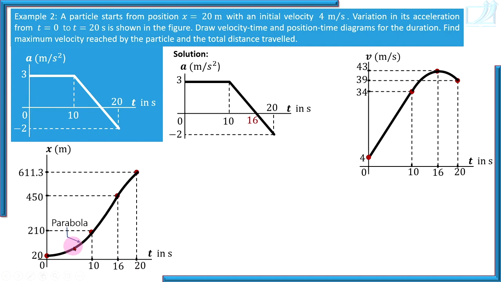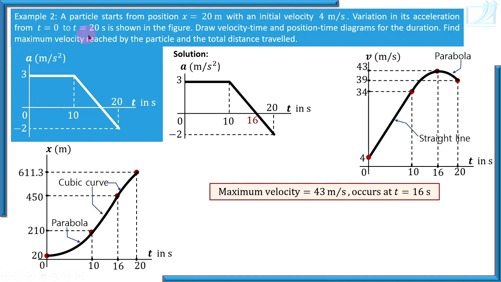This portion is parabola. Remember, horizontal line in acceleration time diagram, so inclined line in vt diagram, and parabola in xt diagram. And from 10 to 20 it is inclined line in AT diagram, so it is parabola in VT diagram. This is parabola, and it is cubic curve in XT diagram.